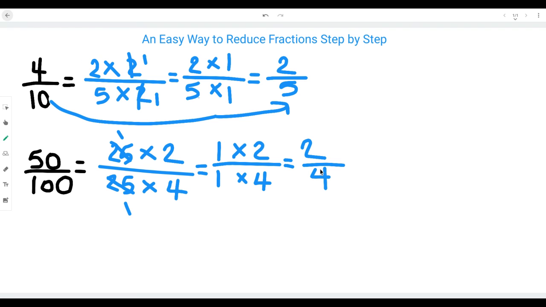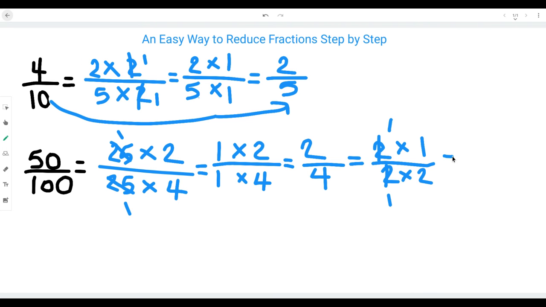But 2/4 is not its simplest, so we have to reduce it again. What two numbers, when we multiply together, will give us 2? 2 times 1. What two factors, when we multiply together, will give us 4? 2 times 2. I see we have 2 up here and we have 2 down here, so we can cancel out. 2 into 2, 1.